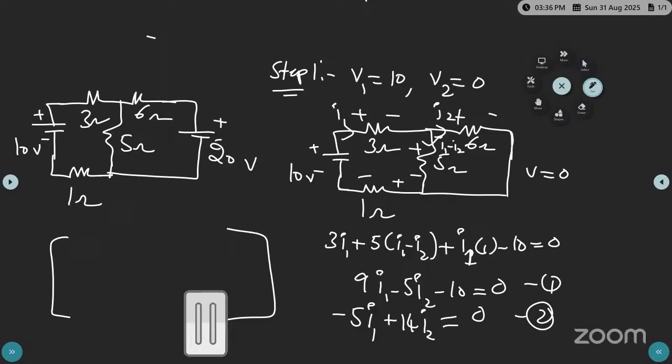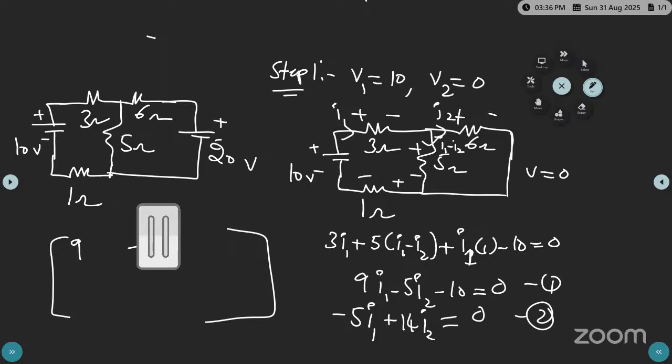What is the I1 left side value? 9, enter. Enter means equal to. Then what is the I2 value? Minus 5. First one is I1, next one is I2. Next one is 10, which is the constant. So it should be opposite to the value: it is minus 10, but enter 10 in the calculator.